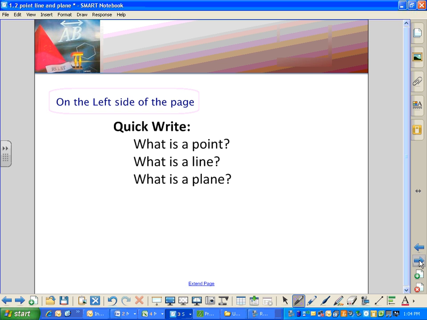The first thing that I want you to do before you take these notes is think about these 3 things: point, line, and plane. And so in class, what we did is a quick write. So if you just want to stop and pause for a minute, give yourself about 3 minutes. And on the left-hand side of the page where we process, I want you to try to write down what you think a point is, what you think a line is, and what you think a plane is. And try to put those ideas into your own words.